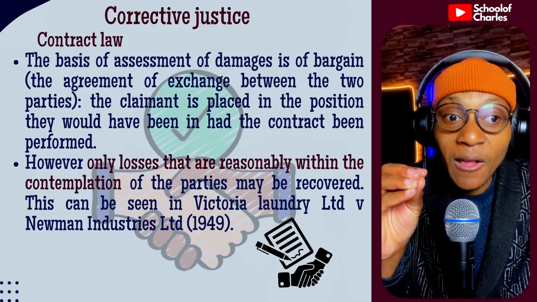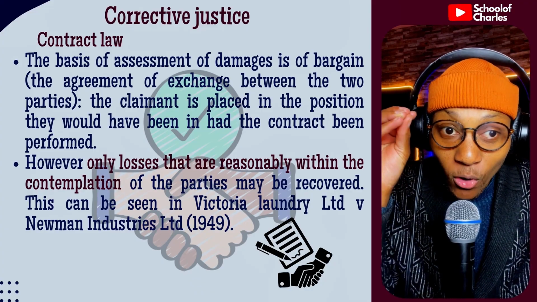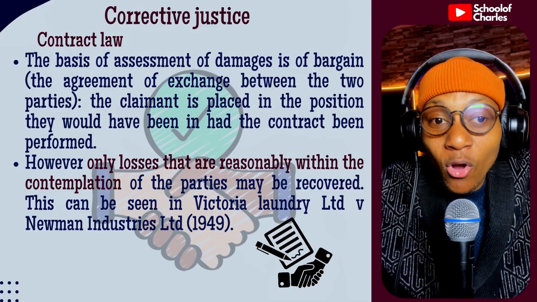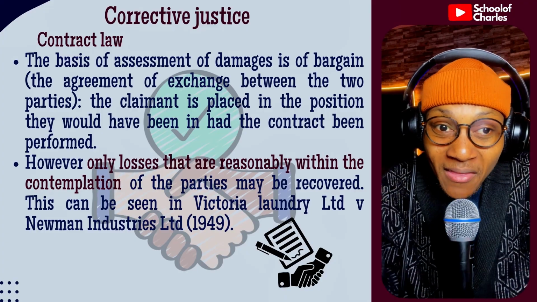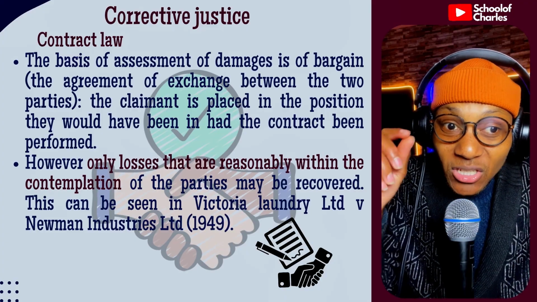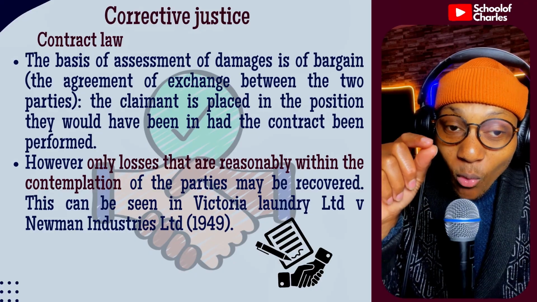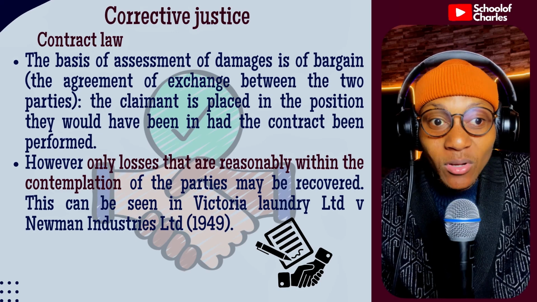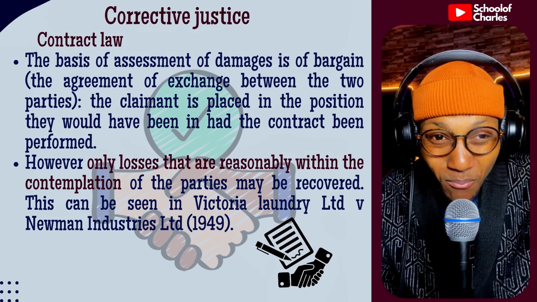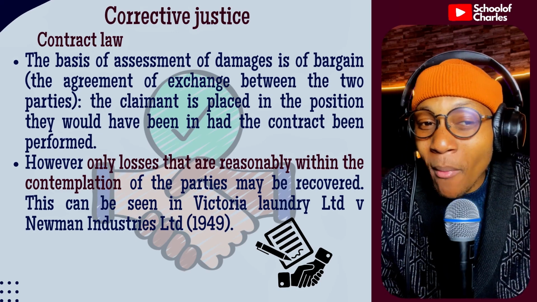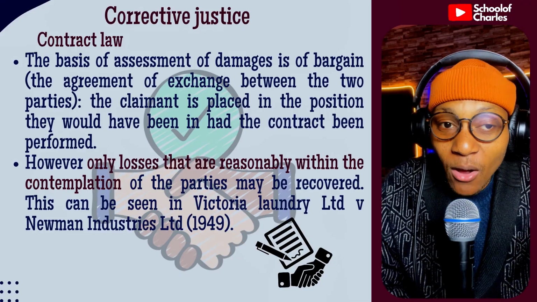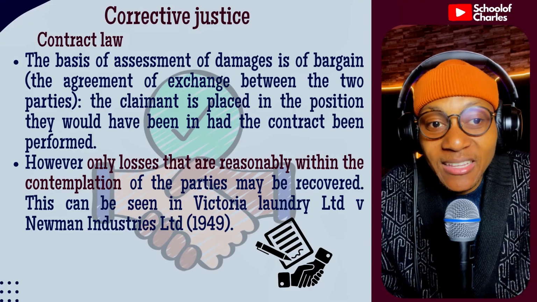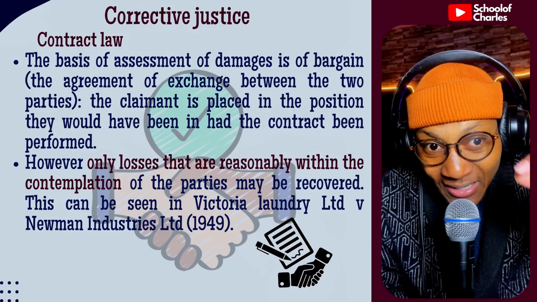The court decided that Victoria Laundry could recover damages, or Newman Industries would pay damages to Victoria Laundry, for the amount of money that they were supposed to make in the normal course of business, just the general amount. But Victoria Laundry was also saying that we had an amazing contract that was supposed to give us loads of money that is not the normal amount that we would make in the normal course of business. We are also demanding that Newman Industries give us that money that we lost.